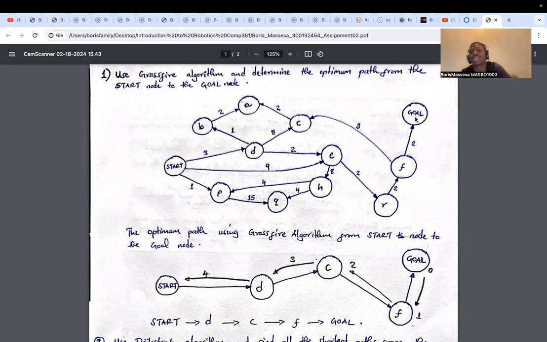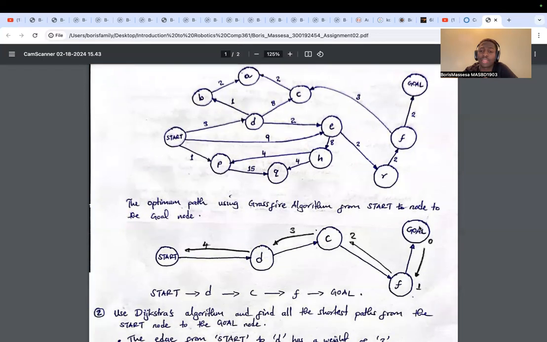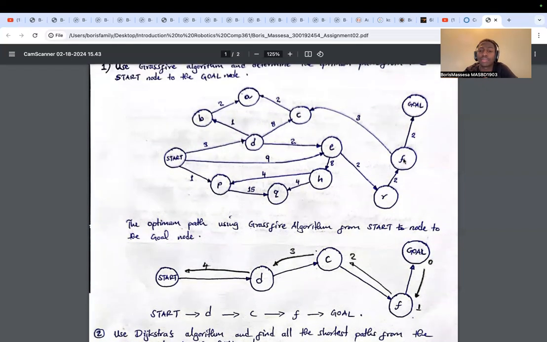But in the Grassfire algorithm, we always start from the goal node going to the start node, by giving the goal node a 0. And then we look in both directions, north, east, west, and south, to see where there is another node that we can go. So here, we gave it 0, we could go to the node F, which becomes 1. And then we're looking, can we go west, east, south, or north? We can only go either the east side or the south side.